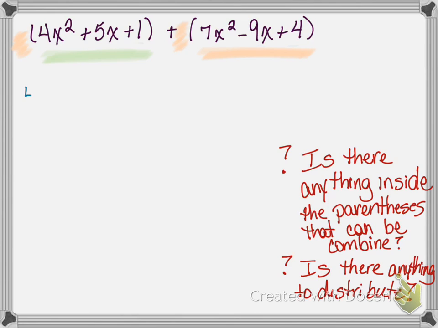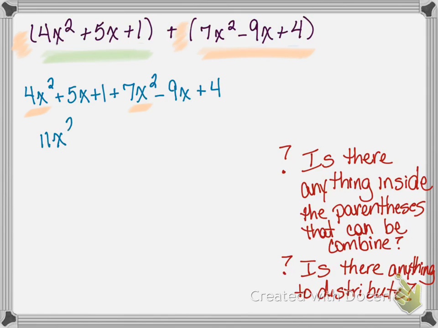So I have 4x squared plus 5x plus 1, and I am adding that to 7x squared minus 9x plus 4. Now I combine like terms. I have 4x squared and 7x squared. 4x squared and 7x squared is 11x squared.